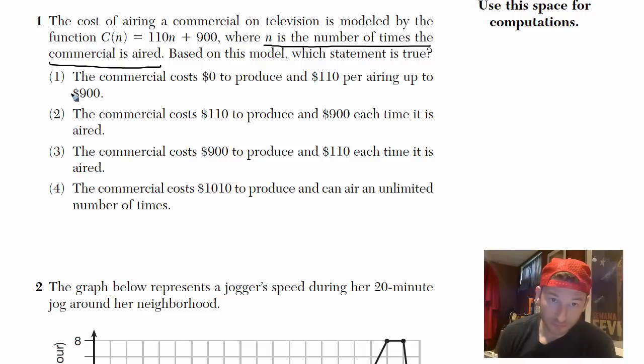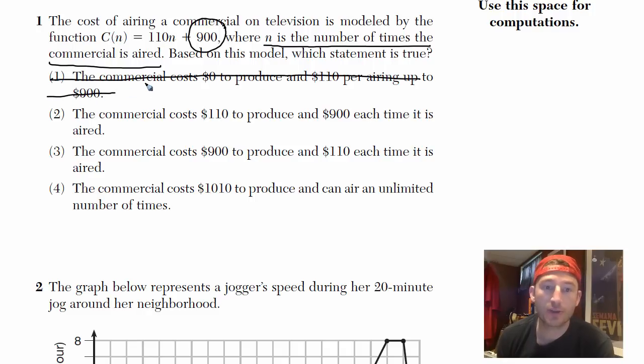So let's look at one. The commercial cost $0 to produce and $110 per airing up to 100. Well, no, it didn't cost 0 to produce, because no matter what, when you walk in the door there, you're going to pay 900, right? That's a standalone number, so it's just a 900 hanging out there. So you're definitely paying at least $900 just to enter the studio. The commercial costs $110 to produce and $900 each time it is aired. Well, no. Remember, n is the number of times the commercial is aired, and that goes with the 110. So it's $110 each time it's aired.